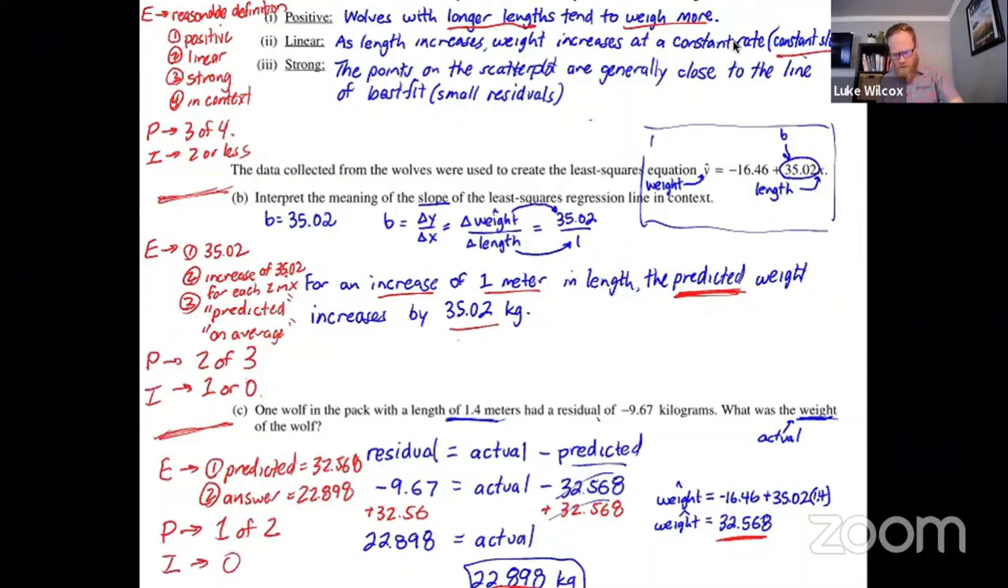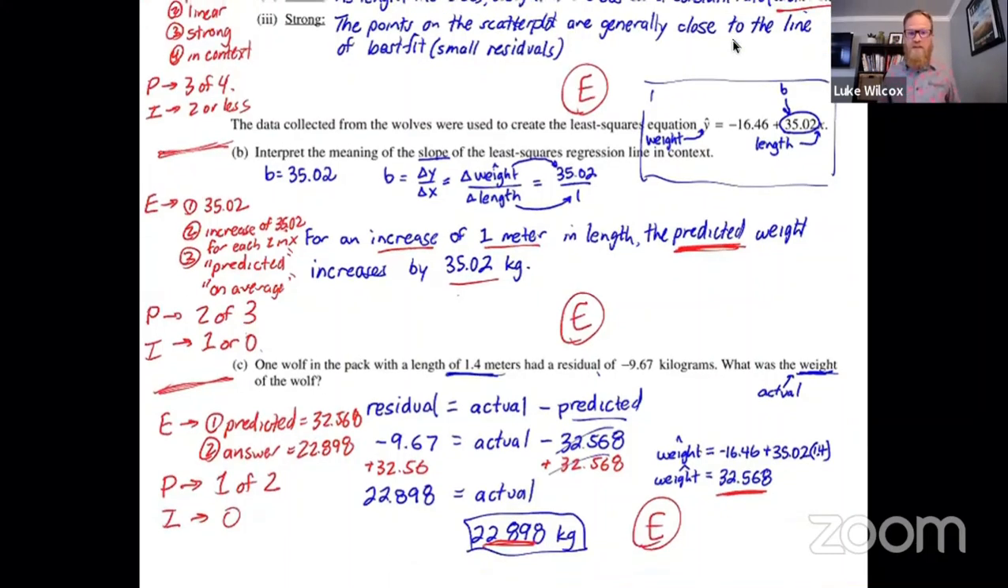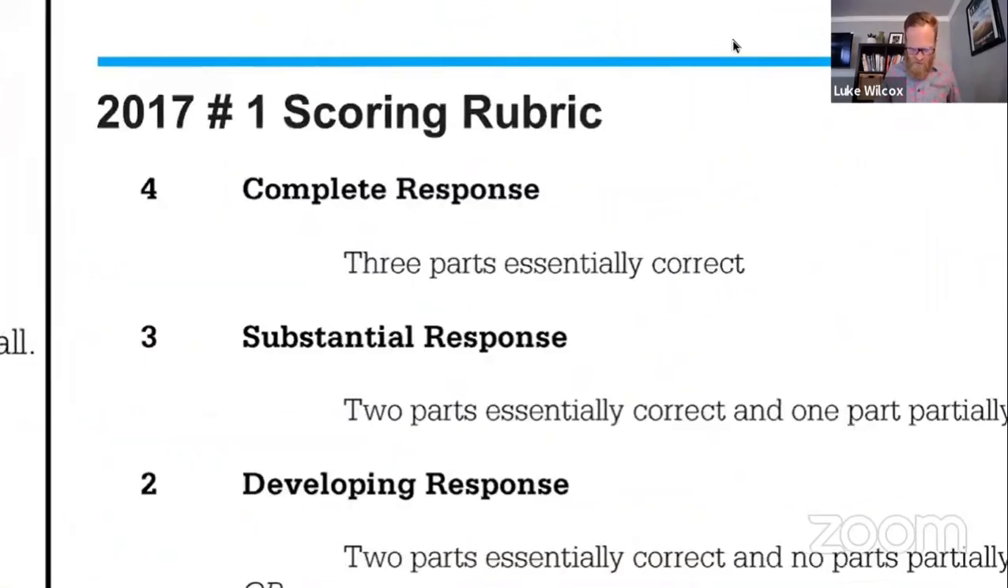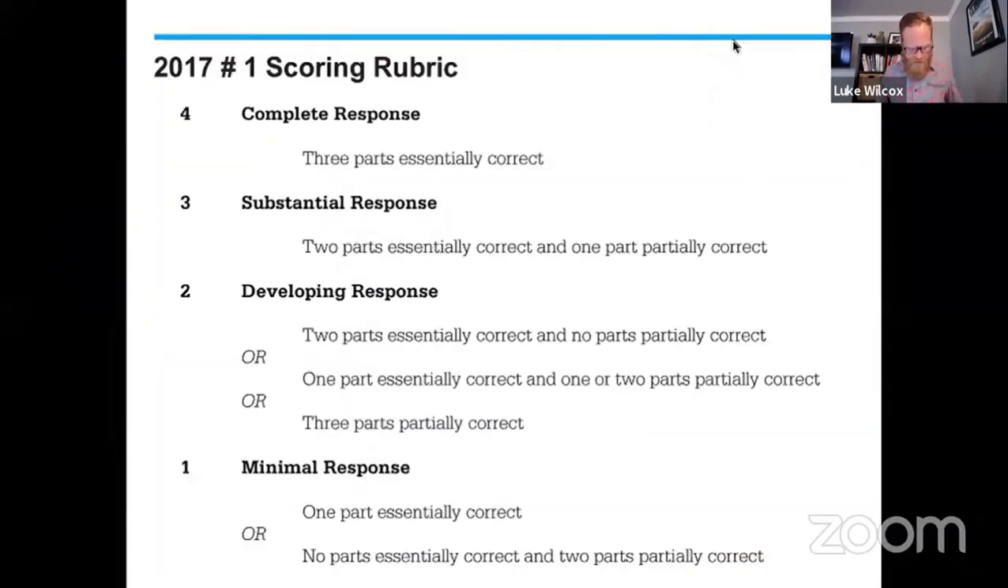So I sure hope that we have essentially correct, essentially correct, essentially correct here. And we can now convert that into a score out of 4 points. And that is going to look very similar to the other rubric that we looked at. In order to get our 4, you got to have 3 essentially correct. 3, you're going to have 2 essentially correct and 1 partial. Several different ways of getting a 2 out of 4, and a couple of different ways of getting a 1 out of 4. And remember also that you could get a 0 out of 4.